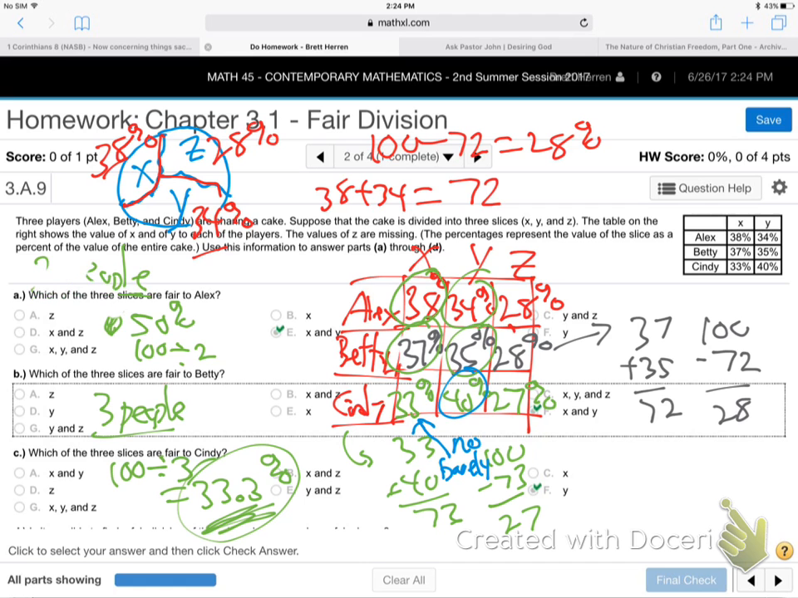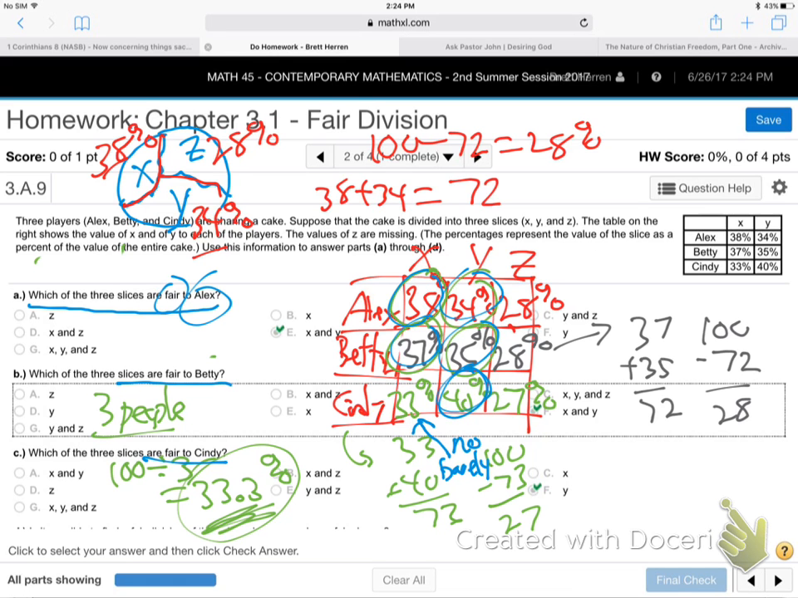Well, that's how we answer all the questions now. That's what they're all asking about. They're saying, all right, so which of the three slices are fair to Alex? Well, X and Y. Which of the pieces are fair to Betty? X and Y also. Which of the pieces are fair to Cindy? Only Y. And then the final question they ask is, is there a way to give out those three pieces fairly so that everybody comes away feeling that they got a fair piece? Or are we going to need to start over and recut the cake?